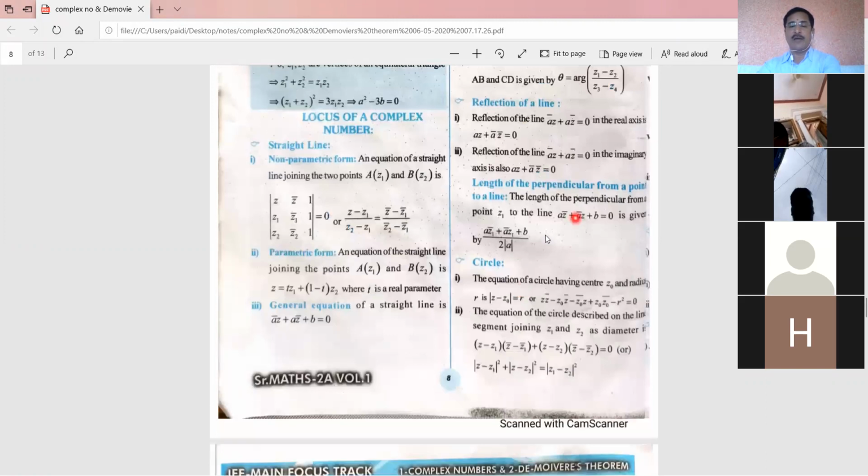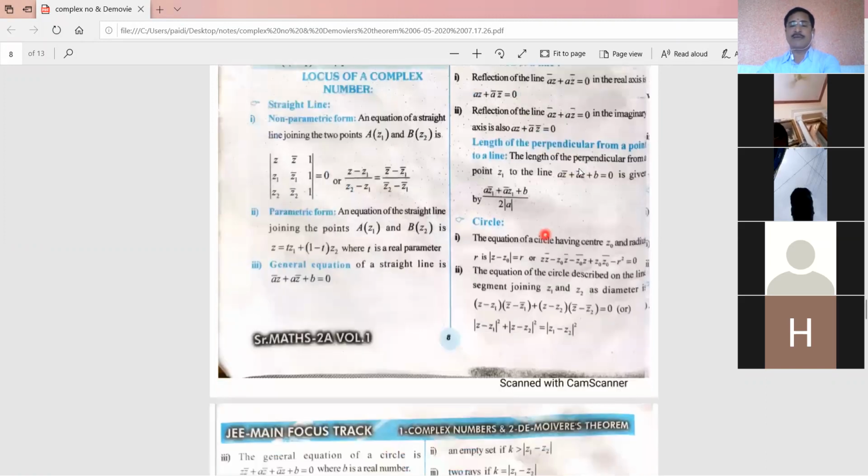So another point, reflection of a line and the length of the perpendicular from a point to a line. This is the formula. Go through these formulas. So these are all connected to geometry. You can derive them by using the concepts of geometry.